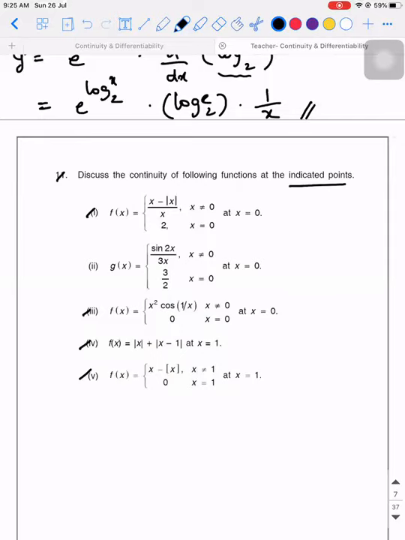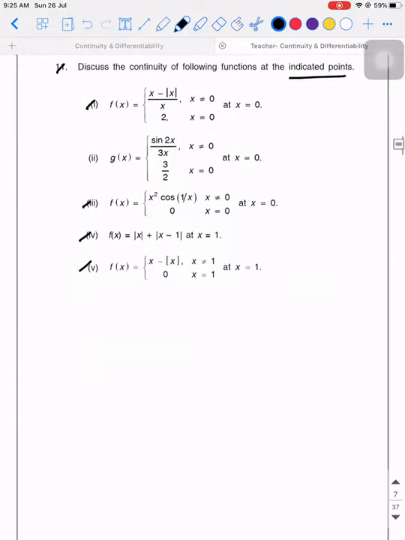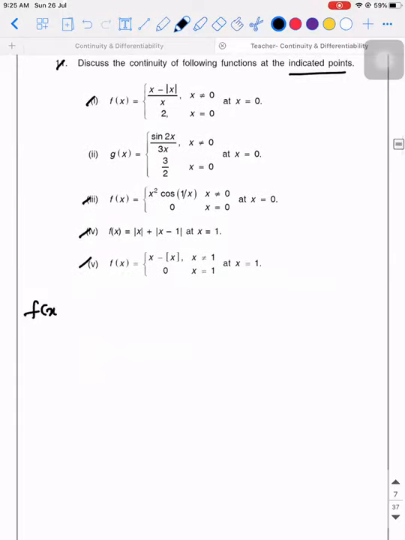Okay. So first one, how to do? Tell me. See, the function is there. F of x is equal to x minus mod x divided by x, where x not equal to 0, and 2 when x is equal to 0.